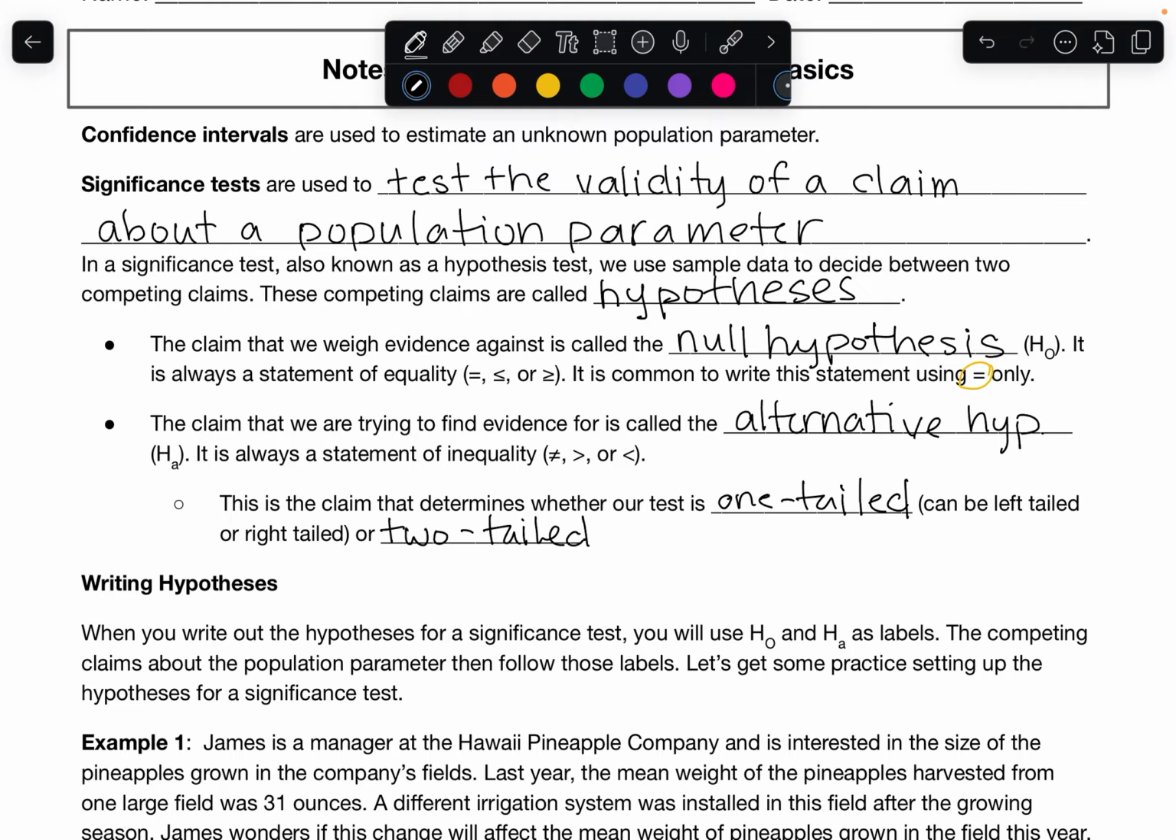We're going to practice setting up these hypothesis statements, and then we're going to look at a couple other moving pieces of hypothesis tests in general today. When I see you next week, we'll specifically go over what this looks like for population parameters, just like we did for confidence intervals.